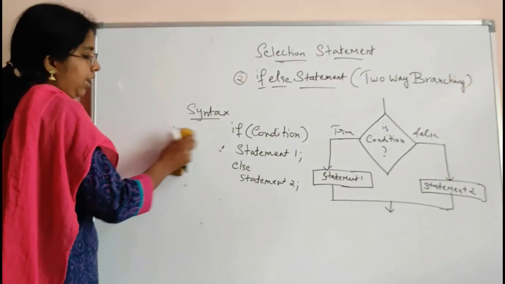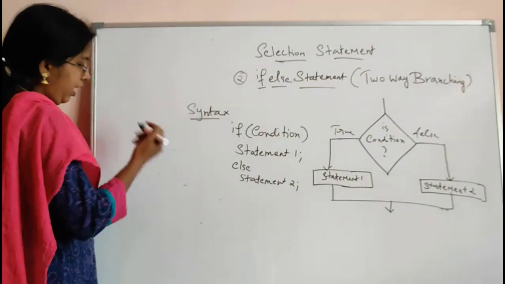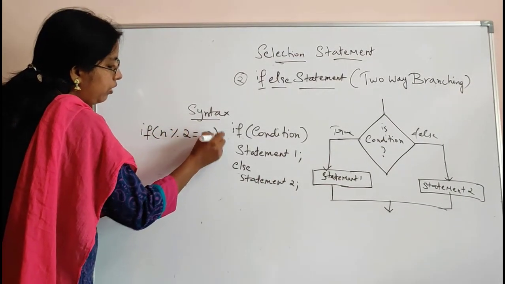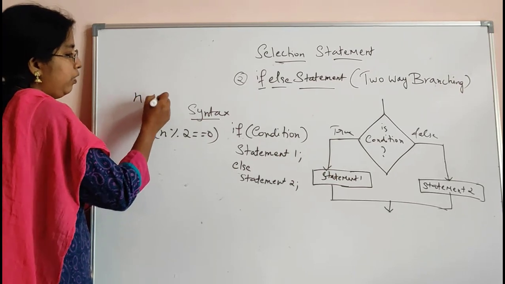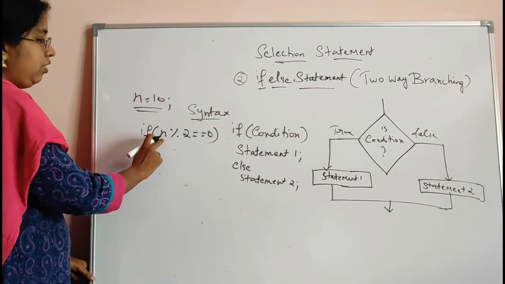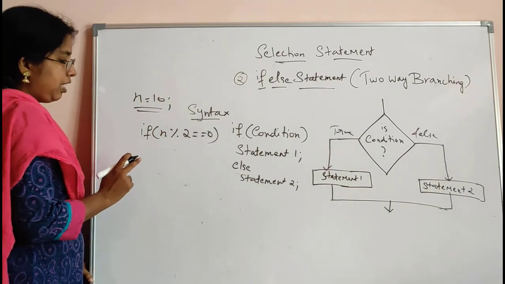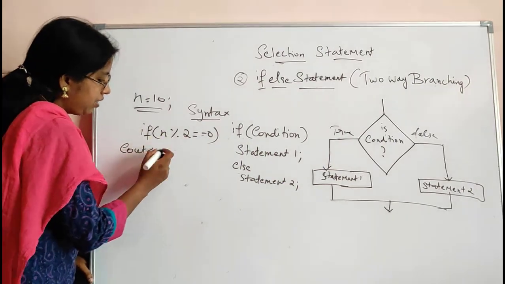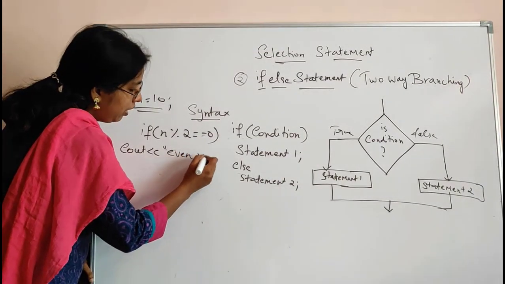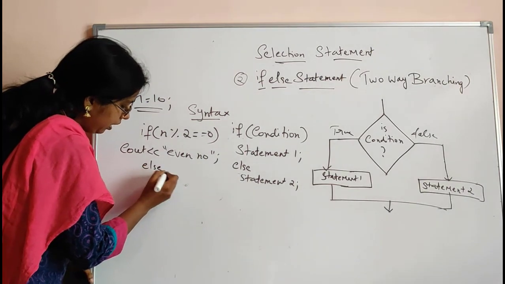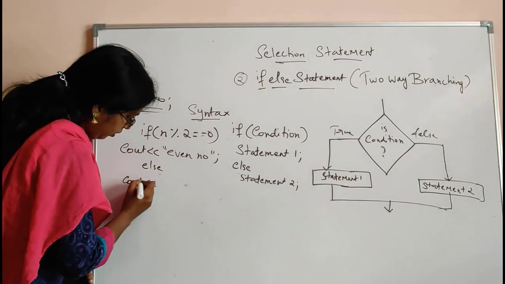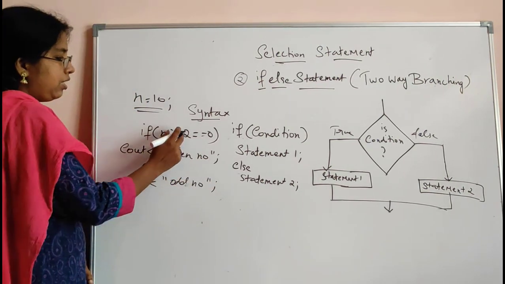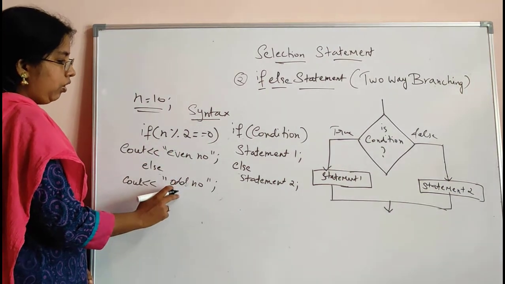Okay, if we see an example over here, I am giving only a part of a program, that is n modulus 2 is equal to 0. Suppose the n value is 10. This n value I am assigning as 10. So if this condition is satisfied, it will print even number, else it will print odd number. So if the condition is satisfied, it prints even number, else it prints odd number.